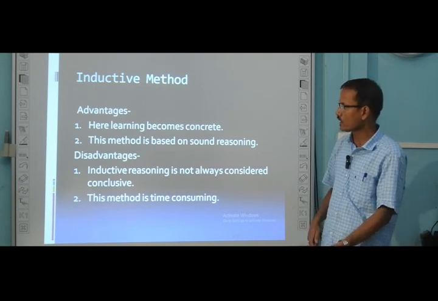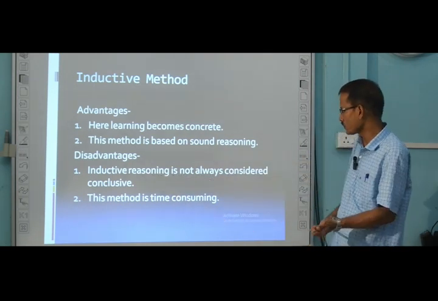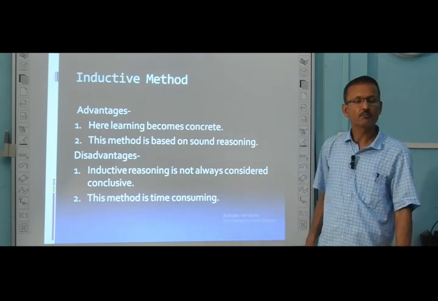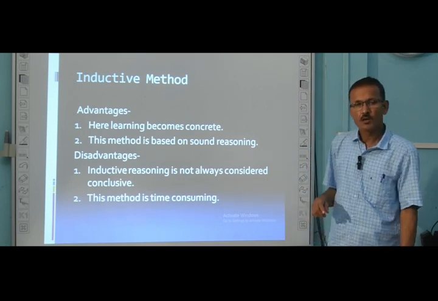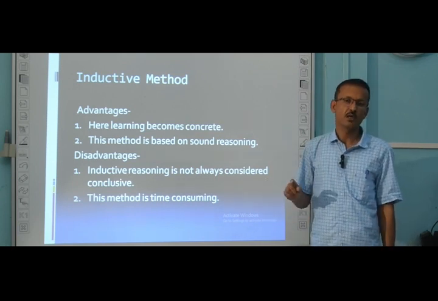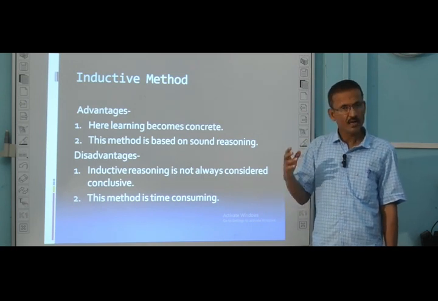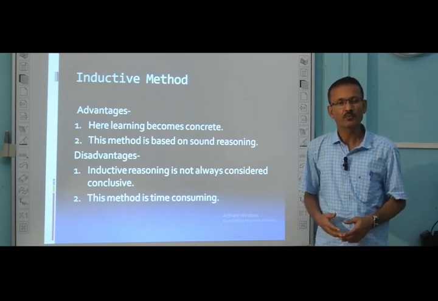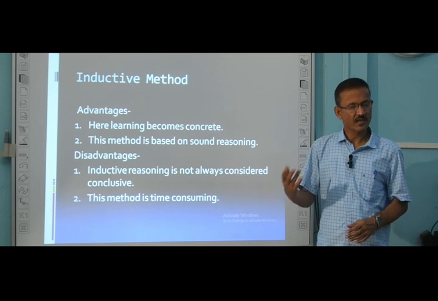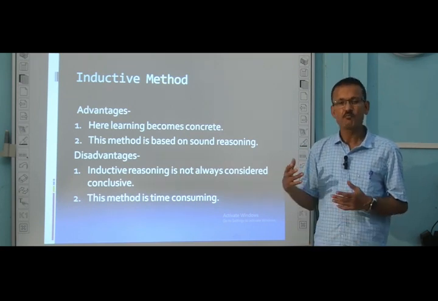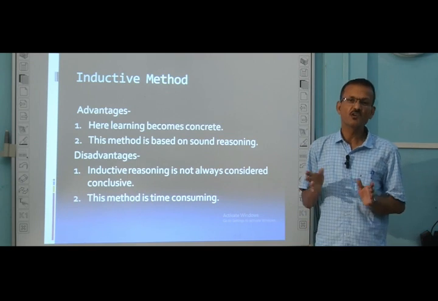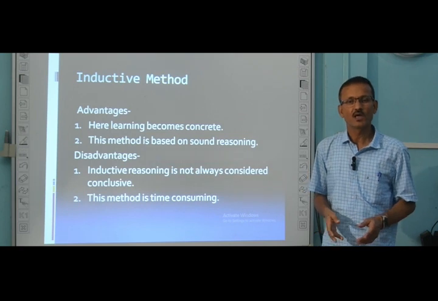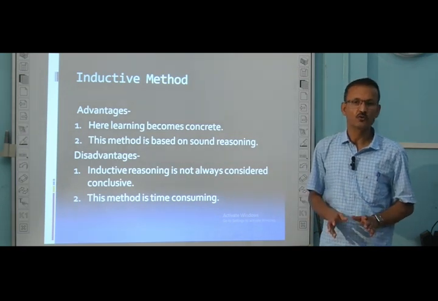Next we talk about the disadvantages. Inductive reasoning is not always considered conclusive. We can cite an example, maybe not of mathematics. For instance, say there is a place called X. We may meet one person who belongs to the place X. Maybe we have found him not a good person. In the second instance, we may meet another man from the place X. Maybe he is also not good. Then what will we conclude? Maybe we will conclude every man from the place X is not good.